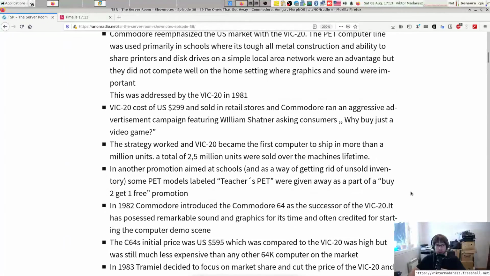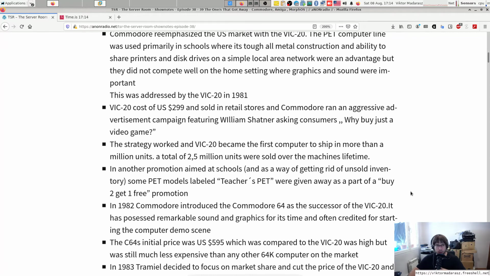The VIC-20 cost around US$299 and was sold in retail stores, and Commodore also ran an aggressive advertising campaign featuring William Shatner, Captain Kirk, asking consumers why buy just a video game. This strategy worked so well that the VIC-20 became the first computer to ship more than 1 million units, as a total of 2.5 million units were sold over the machine's lifetime.